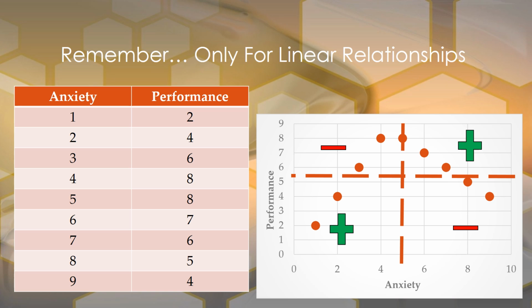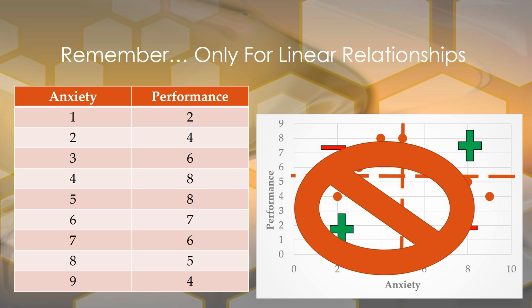And that's saying that there's no real correlation, but as you can see, anxiety and performance are related to each other, but the Pearson correlation coefficient doesn't do a sufficient job in capturing that relationship. So only do the Pearson correlation coefficient for linear relationships. So don't do this.